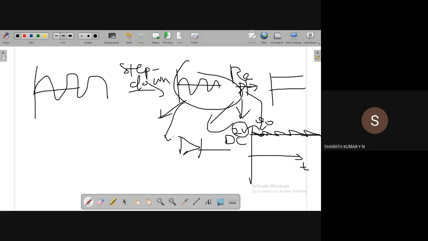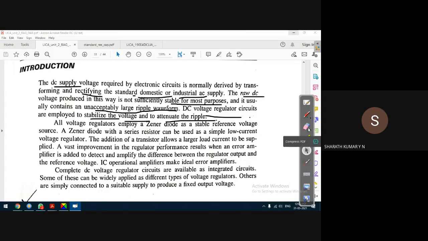Ripple voltage should be minimized. For that, we go for what is known as voltage regulator circuits. All voltage regulators employ a Zener diode. I think you have studied the Zener diode in ADC. The Zener diode circuit works when it is reverse biased, so it acts as a stable reference voltage source and provides a stable voltage.